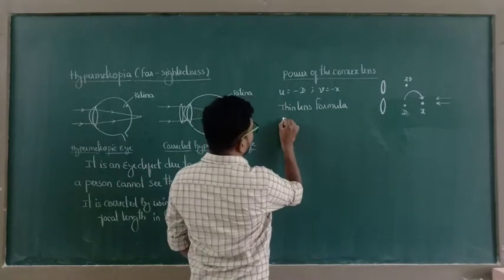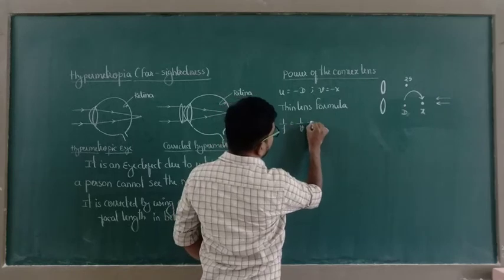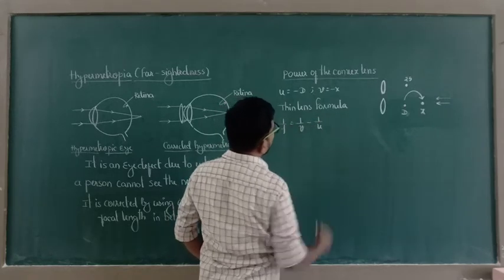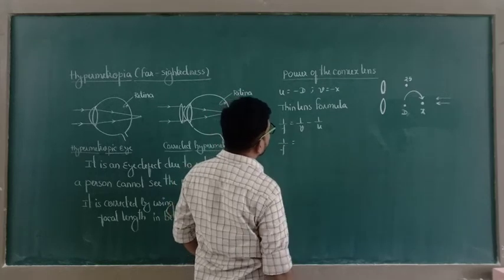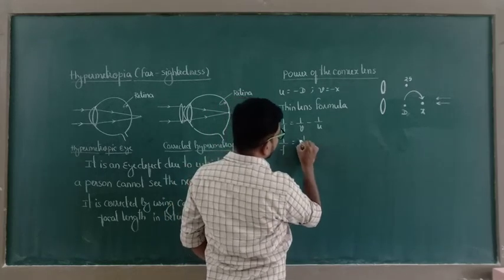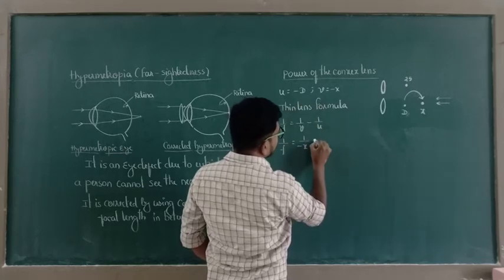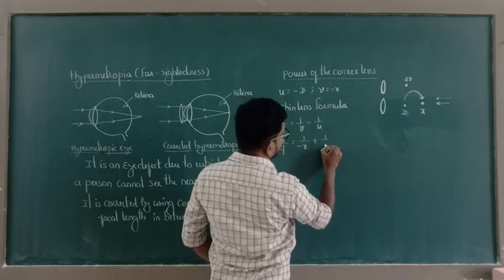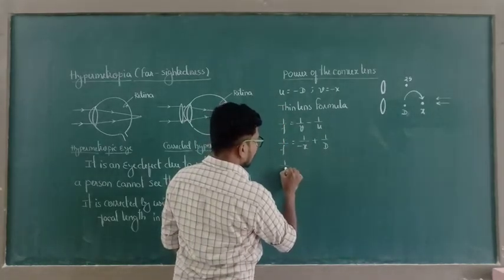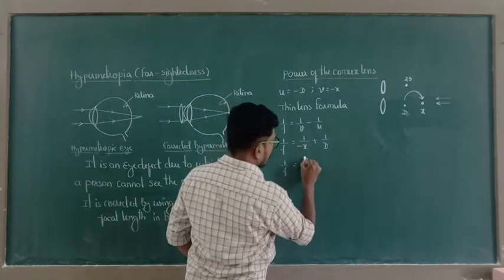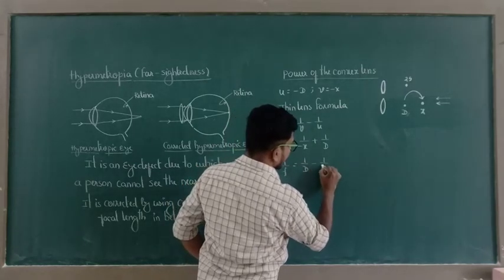1 by F is equal to 1 by V minus 1 by U. So 1 by F is equal to 1 by V, 1 divided by minus X, minus into minus plus 1 by D. So 1 by F is equal to 1 divided by D minus 1 divided by X.